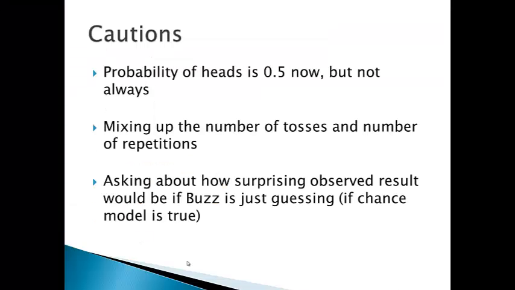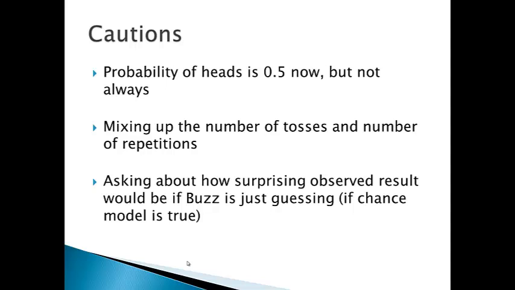For right now, we've shown you how to use the applet with a probability of heads equal to 0.5. Later in the book, we'll look at different values. Make sure that the value you use matches the simulation you're trying to conduct. In this case, we want to know what happens when Buzz is just guessing. If he's just guessing, he has a 50% chance of pushing the correct lever.